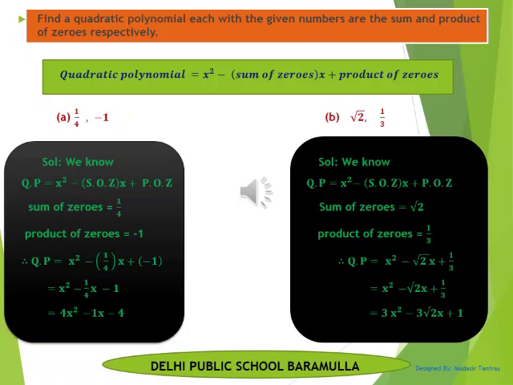Part B: root 2, comma 1 by 3. We know quadratic polynomial is equal to x square minus sum of zeros into x plus product of zeros. Here sum of zeros is equal to root 2 and product of zeros is equal to 1 by 3. Therefore quadratic polynomial becomes x square minus root 2x plus 1 by 3. That is equal to 3x square minus 3 under root 2x plus 1, over 3.